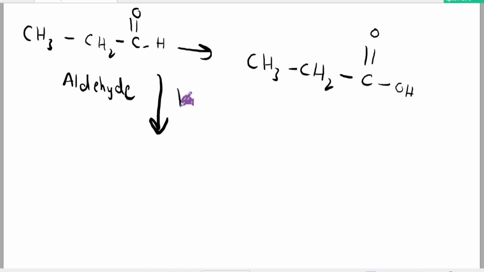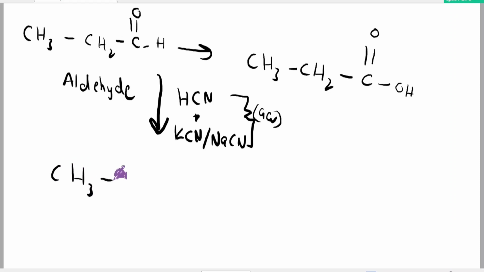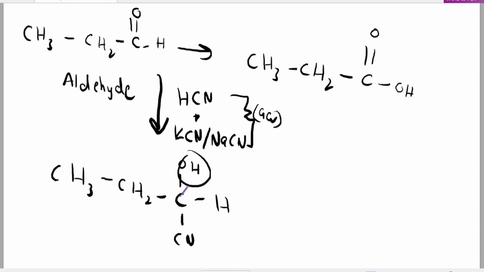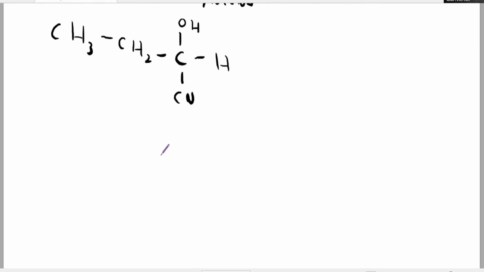So you take an aldehyde, you react it with HCN plus either KCN or NaCN, and all of them should be aqueous, and the product that I get is this: the double bond breaks into an alcohol, the H remains where it is, but I get a cyanide group. And this is a secondary alcohol, because I have two R groups, because I have two bonds with carbon atoms. So this is a secondary alcohol, not primary. And I have this cyanide group.